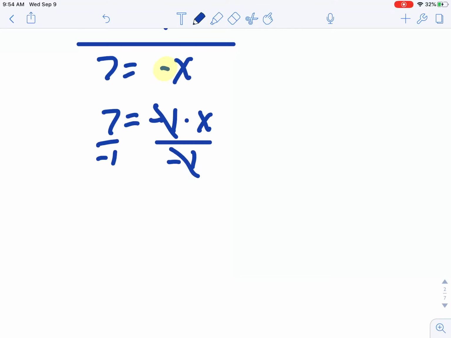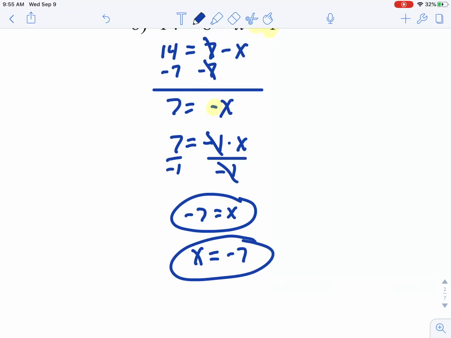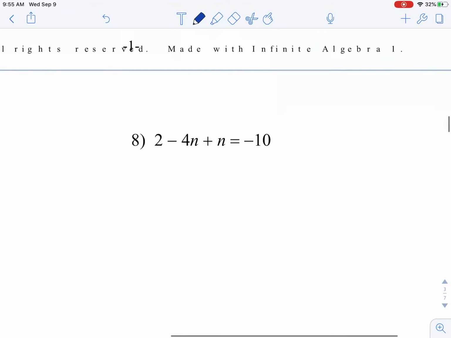You may know a shortcut for this. I'm not going to get into it. 7 divided by negative 1 is negative 7. That should be our answer. And notice I don't have x equals negative 7. I have negative 7 equals x, but those are both the same answer. It doesn't matter.